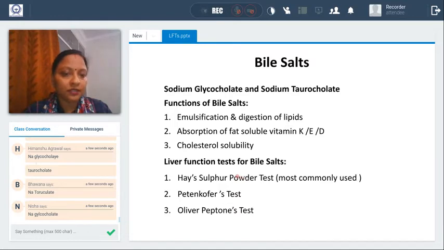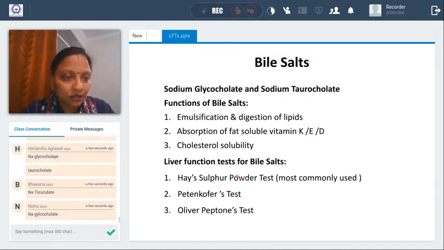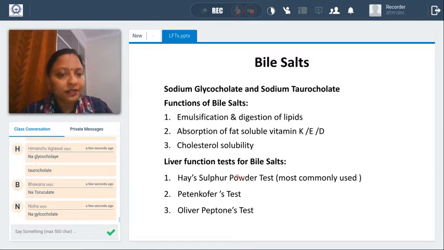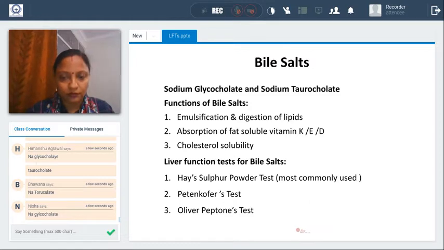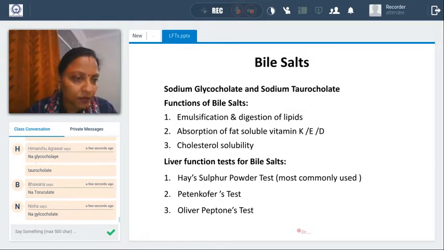Hay's sulfur powder test. You all know about Hay's test? Please write down Hay's test. What is Hay's test? We have performed it in the practicals. And other tests are Pettenkofer's test or liver peptones test. The commonly used test is Hay's sulfur powder test. Have you heard the name of Hay's sulfur test? Please write in the box.